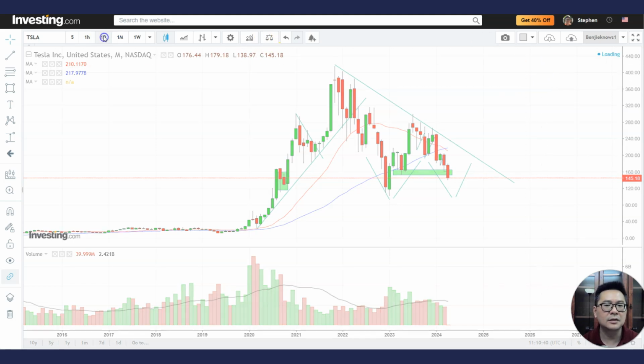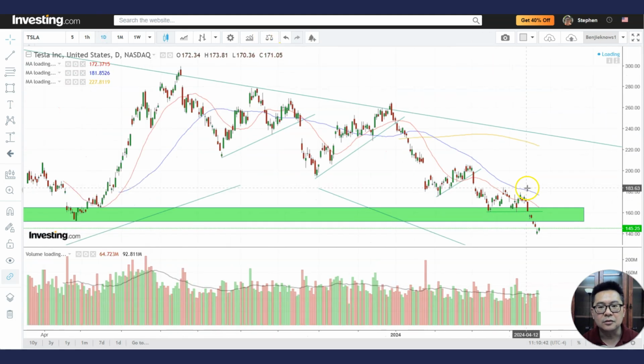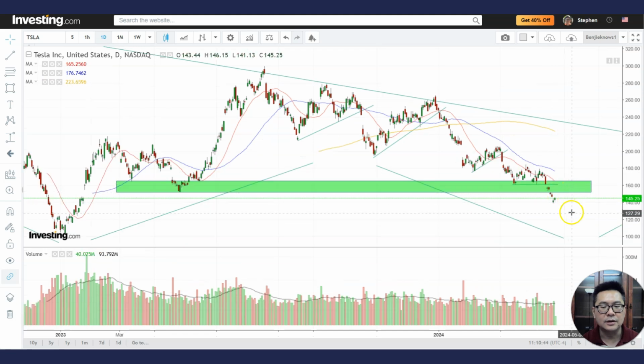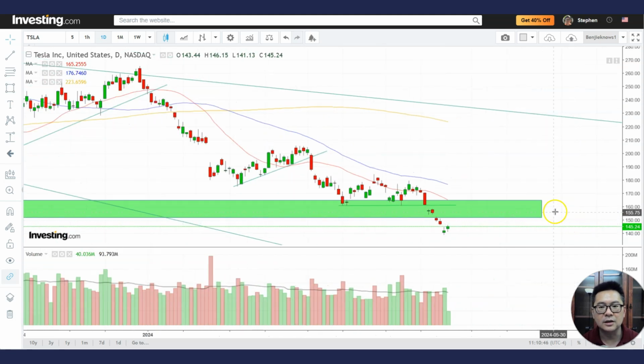But otherwise, it's not a good idea to buy this stock at all at this moment, because it's below the declining 200 MA, 50 MA and 20 MA. I don't see any bottoming right now. So you do really have to be very, very careful when you think about investing in the stock.